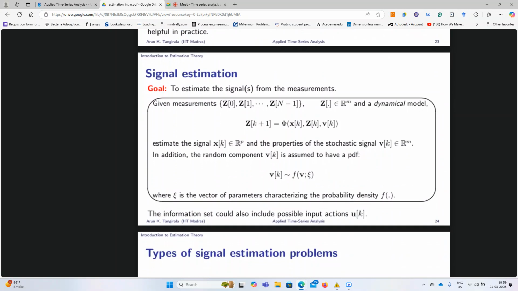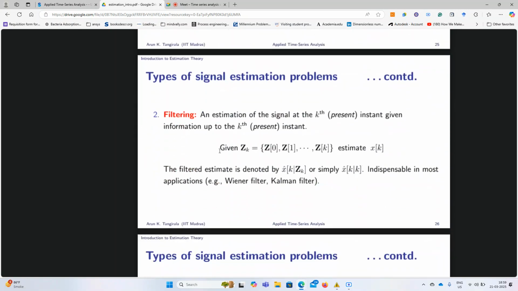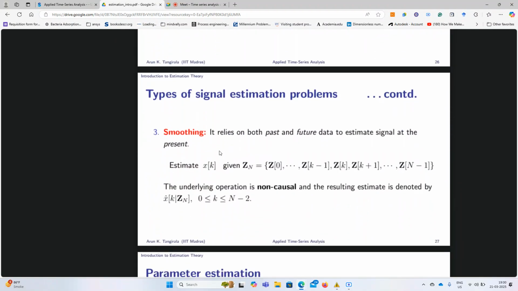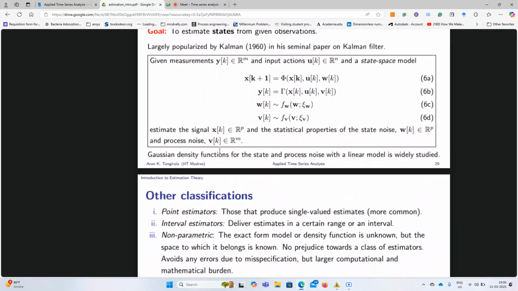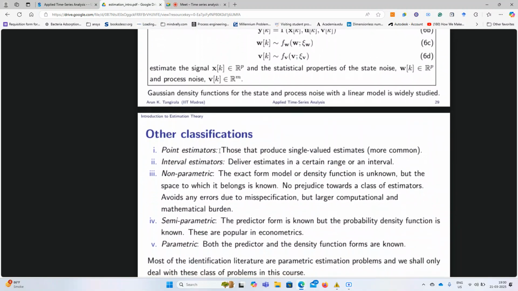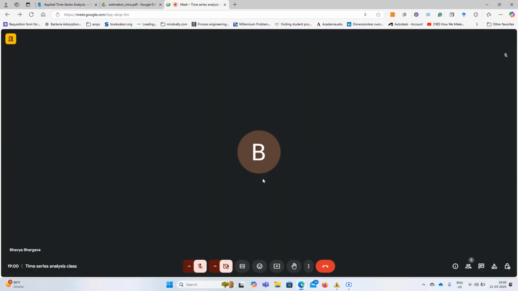Estimation theory is also very important, which will help. Now all the basics have been done. Estimation theory is the epitome of this course, and that we will see in future classes. Okay, let's end the session.